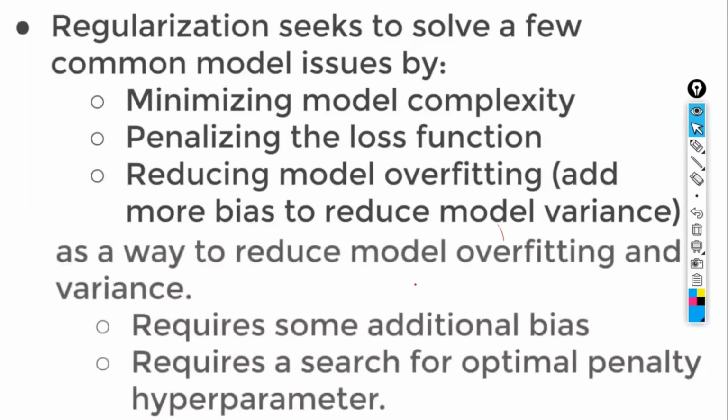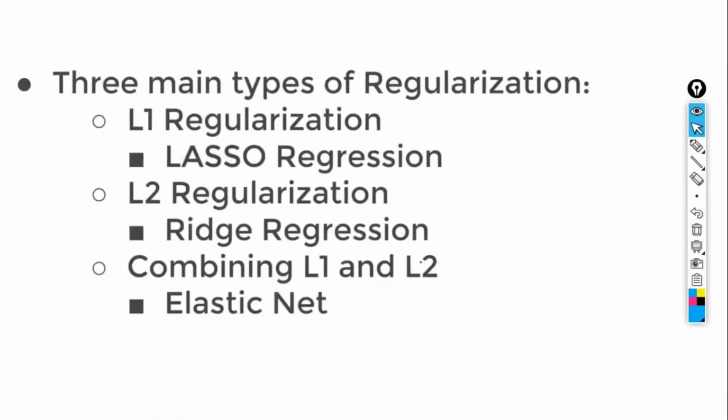So the way to reduce the overfitting problem requires some additional bias, which can be done using the hyperparameter. We are going to optimize this by applying hyperparameter tuning. So in regularization, we have 3 types of regularization. One is called lasso regression. The second one is called ridge regression. And the third one is called elastic net regression, which is a combination of L1 and L2.